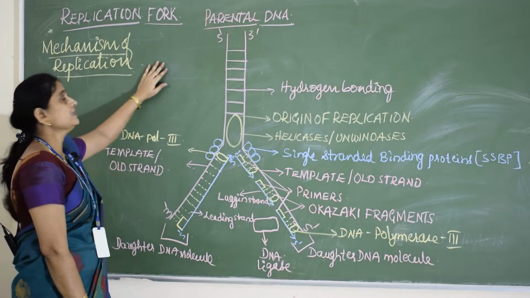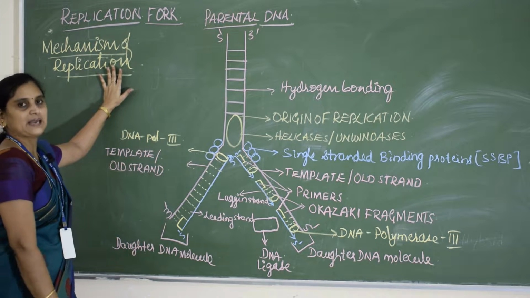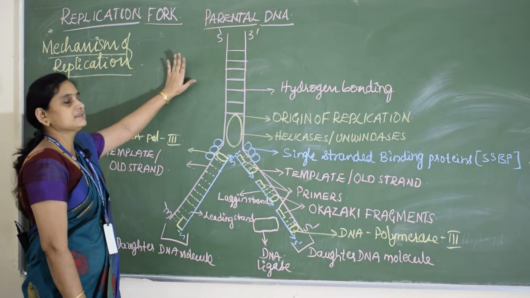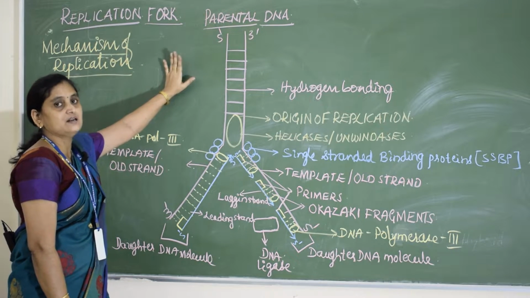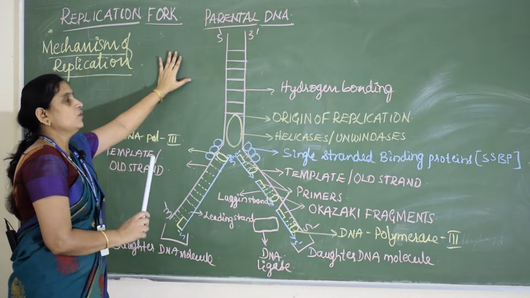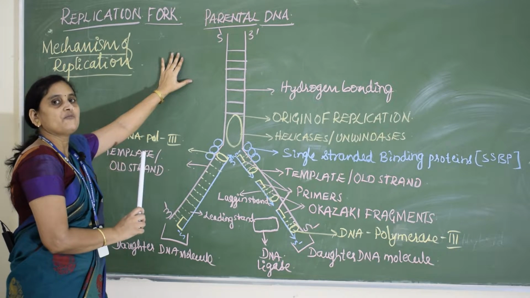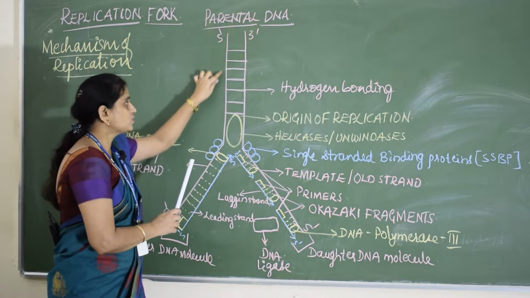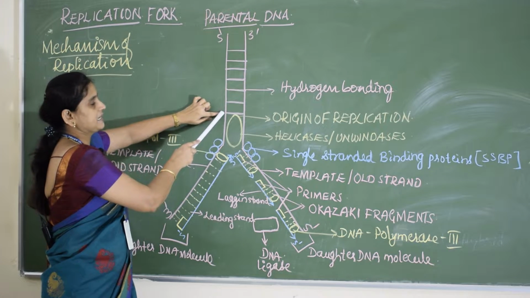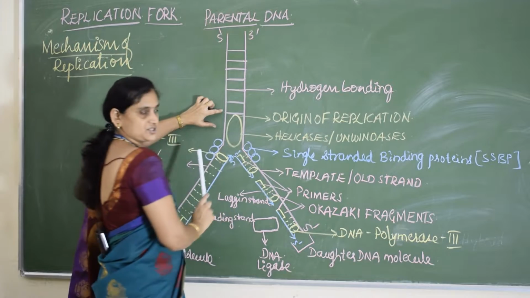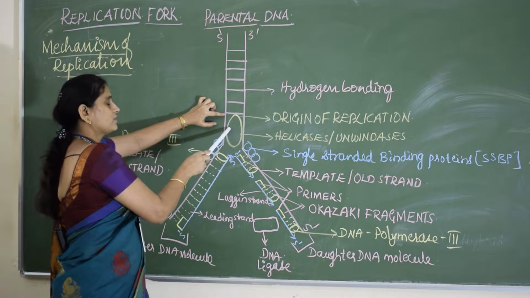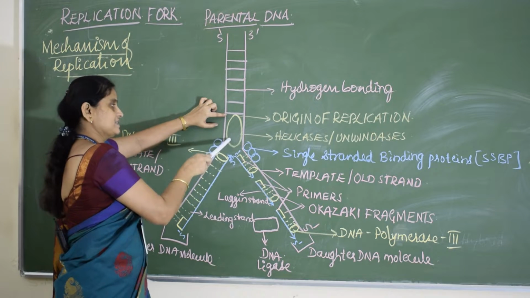Now we shall see, students, the exact mechanism of DNA replication. As I mentioned already, replication in the case of a eukaryotic cell always begins during the S phase of interphase of the cell cycle. Also, replication always begins at a specific point on the DNA molecule. So this is the parental DNA molecule, and the specific point is called the origin of replication. First, this origin of replication will be recognized by the helicases or unwindases, the enzymes.